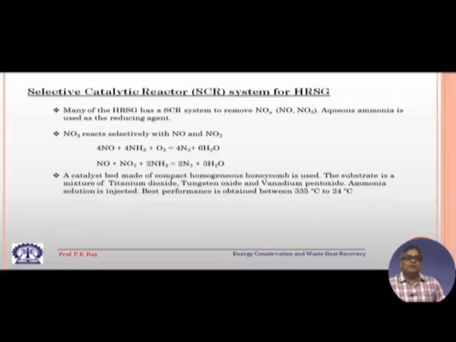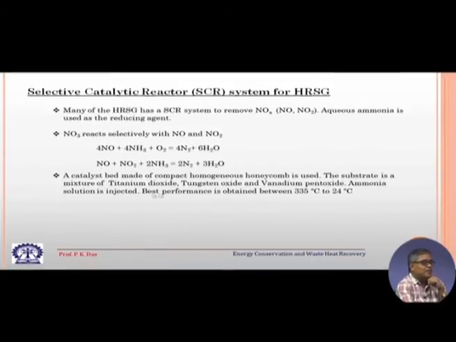Now, in many HRSG, we use a selective catalytic reactor or SCR. So, that will operate on NOx, particularly it will operate on NO and NO2. Aqueous ammonia is used as the reducing agent. Ammonia reacts selectively with NO and NO2, and these are the two reactions which are given, one with NO and one with NO2. A catalyst bed of compact homogeneous honeycomb is made.